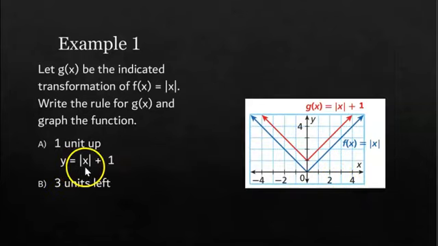So in my equation, you can see that I have the absolute value symbols here, and then it's +1 afterwards. In my graph, I have just taken each point and moved it up 1. So this red one is the transformed function.